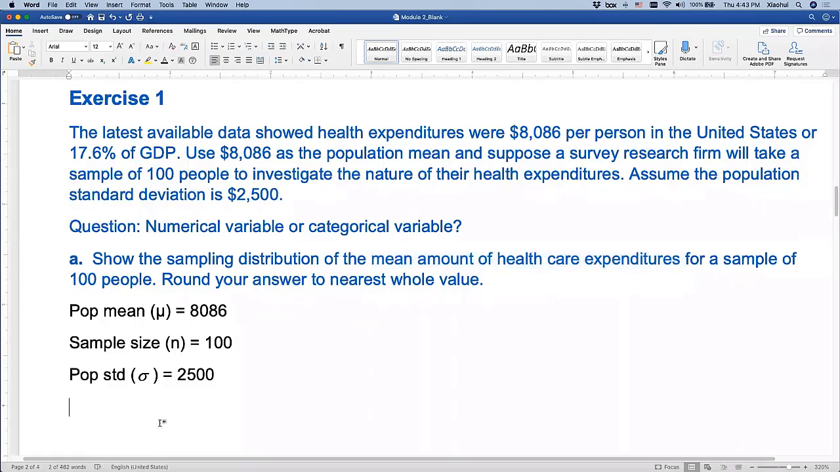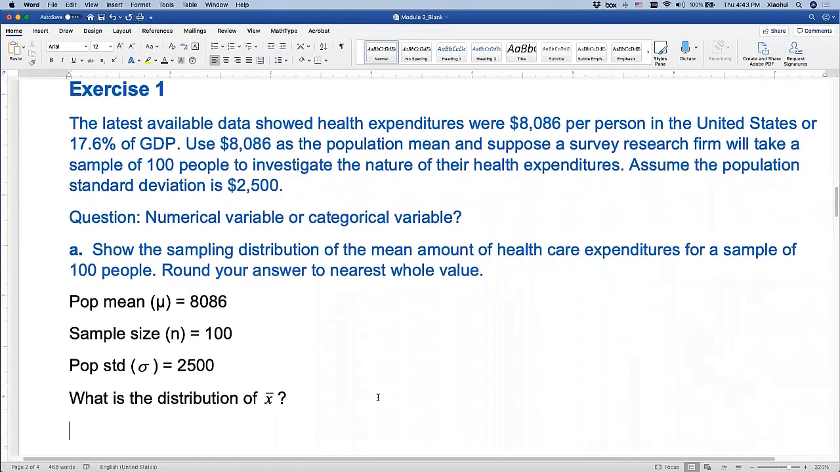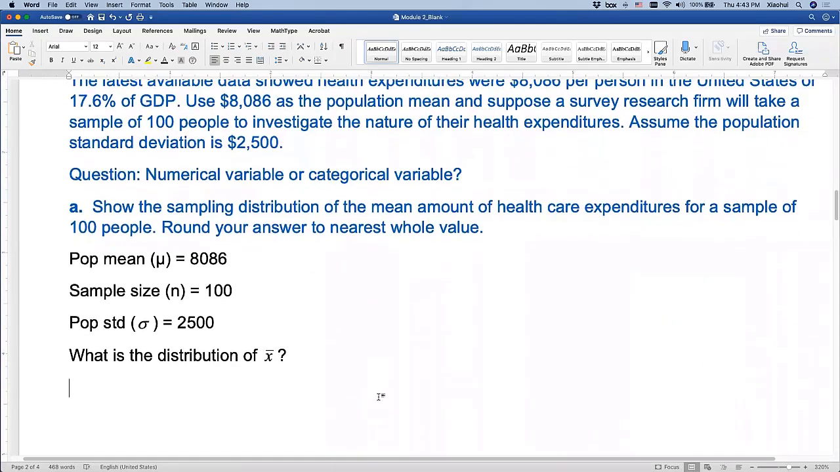So that means we were asked, what is the distribution of the X bar? What is the distribution of the sample mean? I hope you remember X bar is the sample mean. So we were asked, what is the distribution of it? Okay, so we can use the CLT to solve this problem. We're going to use the central limit theorem to solve this problem.